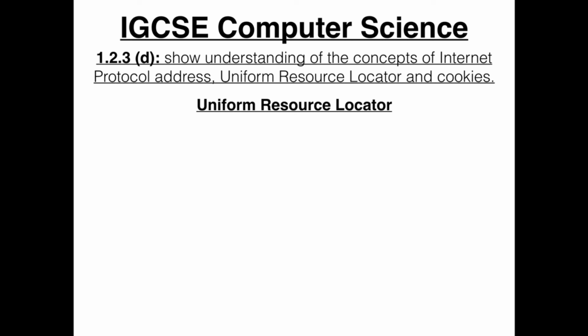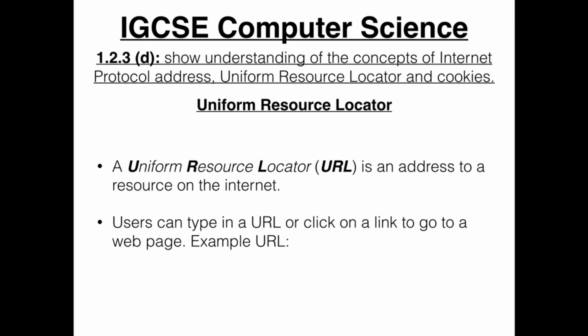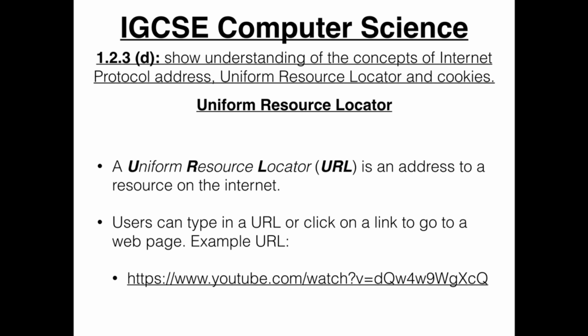So then we get Uniform Resource Locator. A URL is an address to a resource on the internet. Users can type this in or click on a link, like Google, to go to a web page. For example, this is a URL. I'm not going to tell you what video this is from YouTube. You're just going to have to find that out yourself.